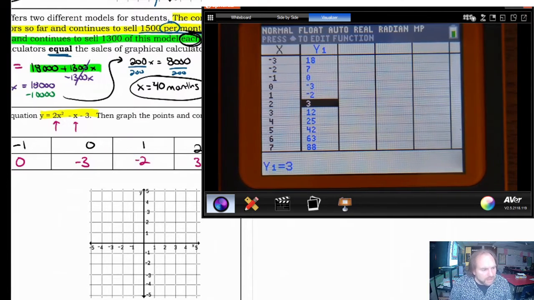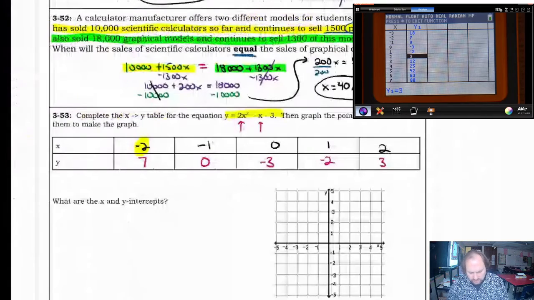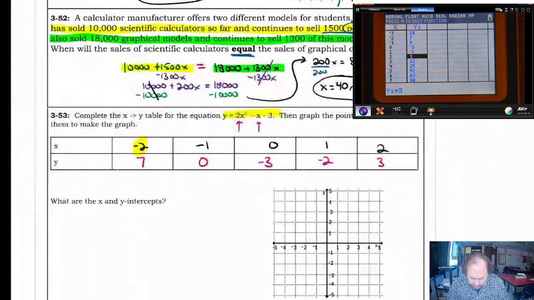Once you have that table made, you can go ahead and graph this on that little graph paper that I gave you on this drawing. So I'm just going to slap these points down. Negative 2, 7 won't quite fit on this, but I'll put it up here anyway. Negative 1, 0 is there. 0, negative 3 is there. 1, negative 2 is there. And 2, 3 is there. And you can make that graph happen by connecting those dots. You're going to see a graph look something like this.